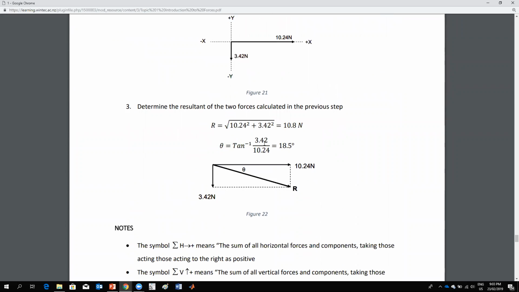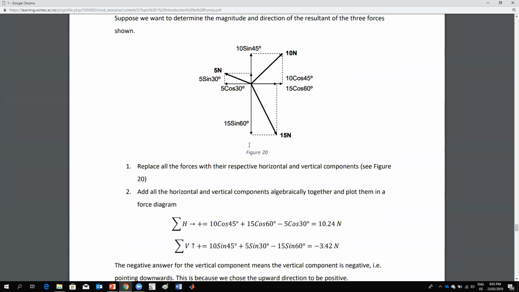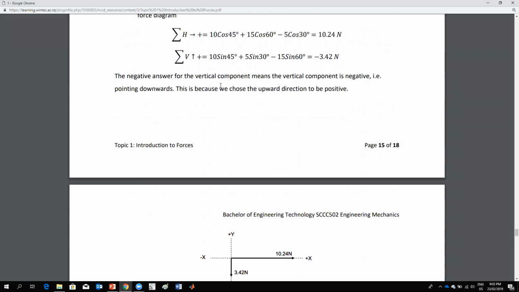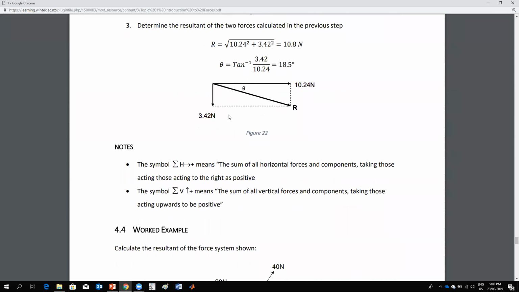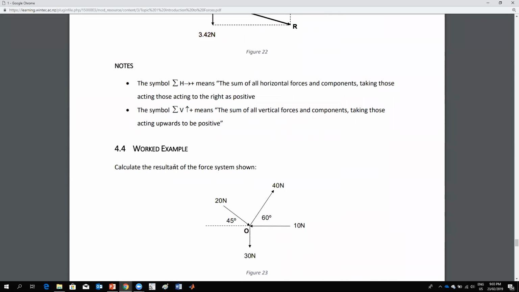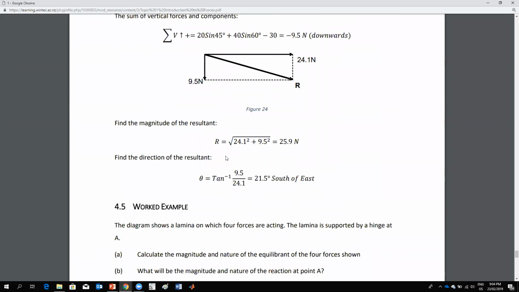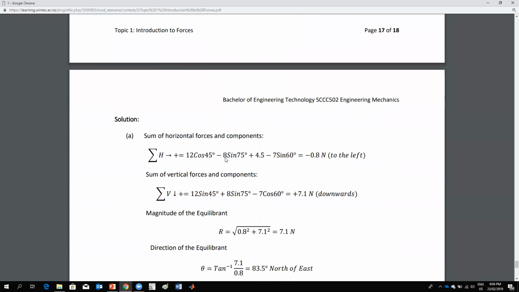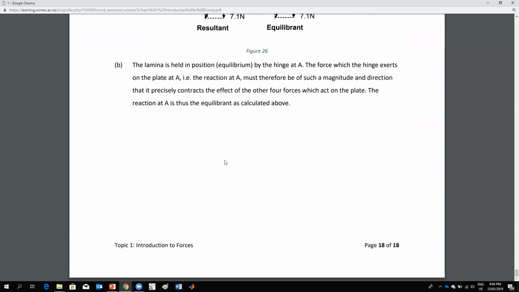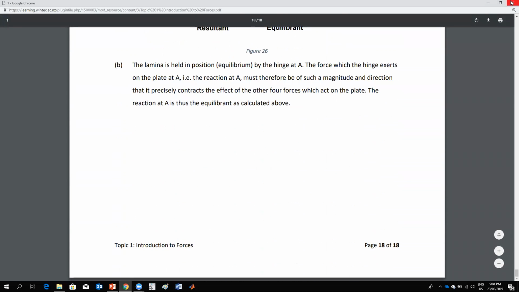Very good example. Maybe we'll start the lecture on Monday by revising this topic with this example before we start the new topic. There are other examples for you to try: Example 4.4, 4.5, and that's the end of that topic.